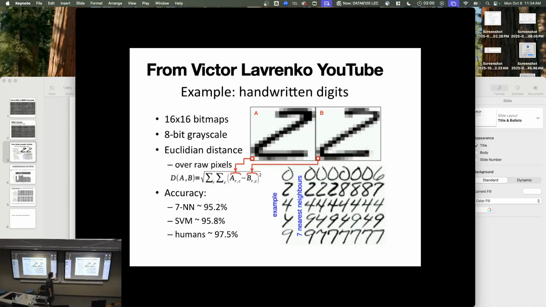Okay, so if you do the 7 nearest neighbor, you actually get pretty close, 95% accurate. But humans are 98% accurate at identifying digits. So you might think, oh, that's pretty close. We're 2% away, right?